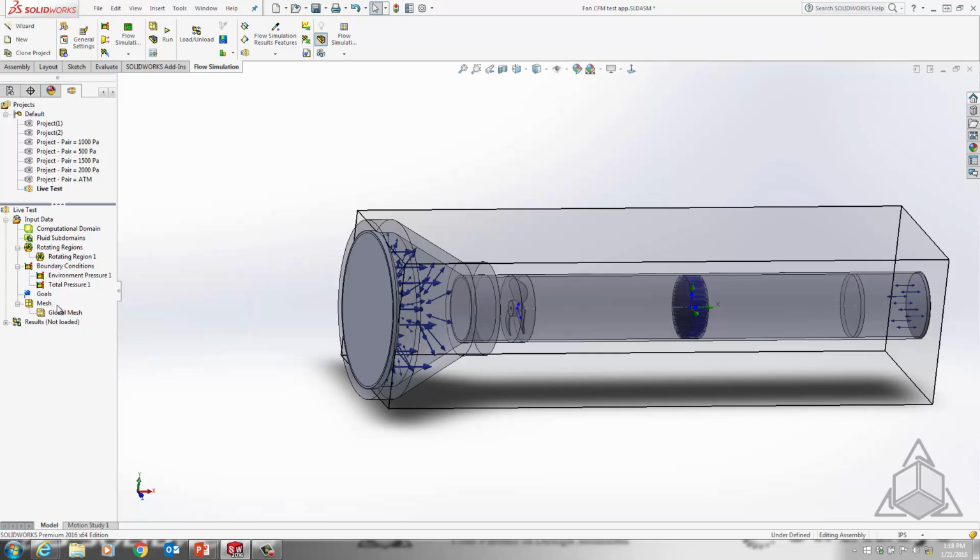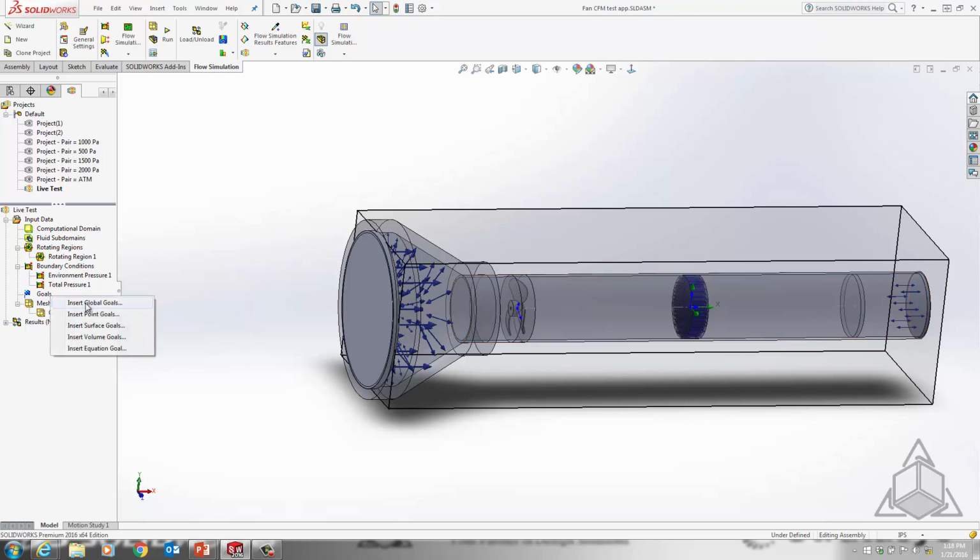And a second benefit of setting up goals is that in a steady state environment, it will converge based on your goals. So if you're setting up, say, a velocity, if you want to calculate the velocity on that face, when the velocity is converging at some automated set value within SolidWorks itself, the results will end in a steady state environment.